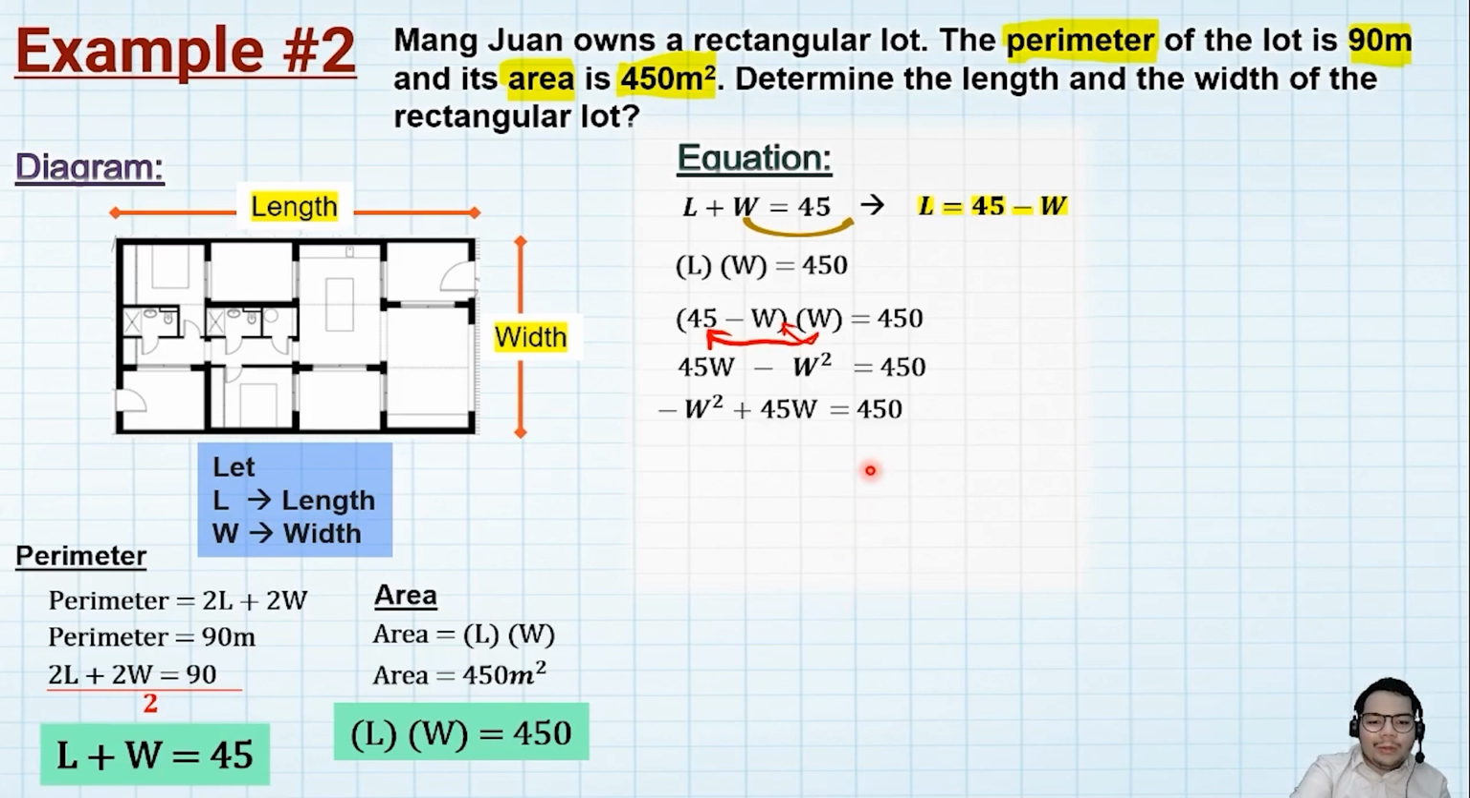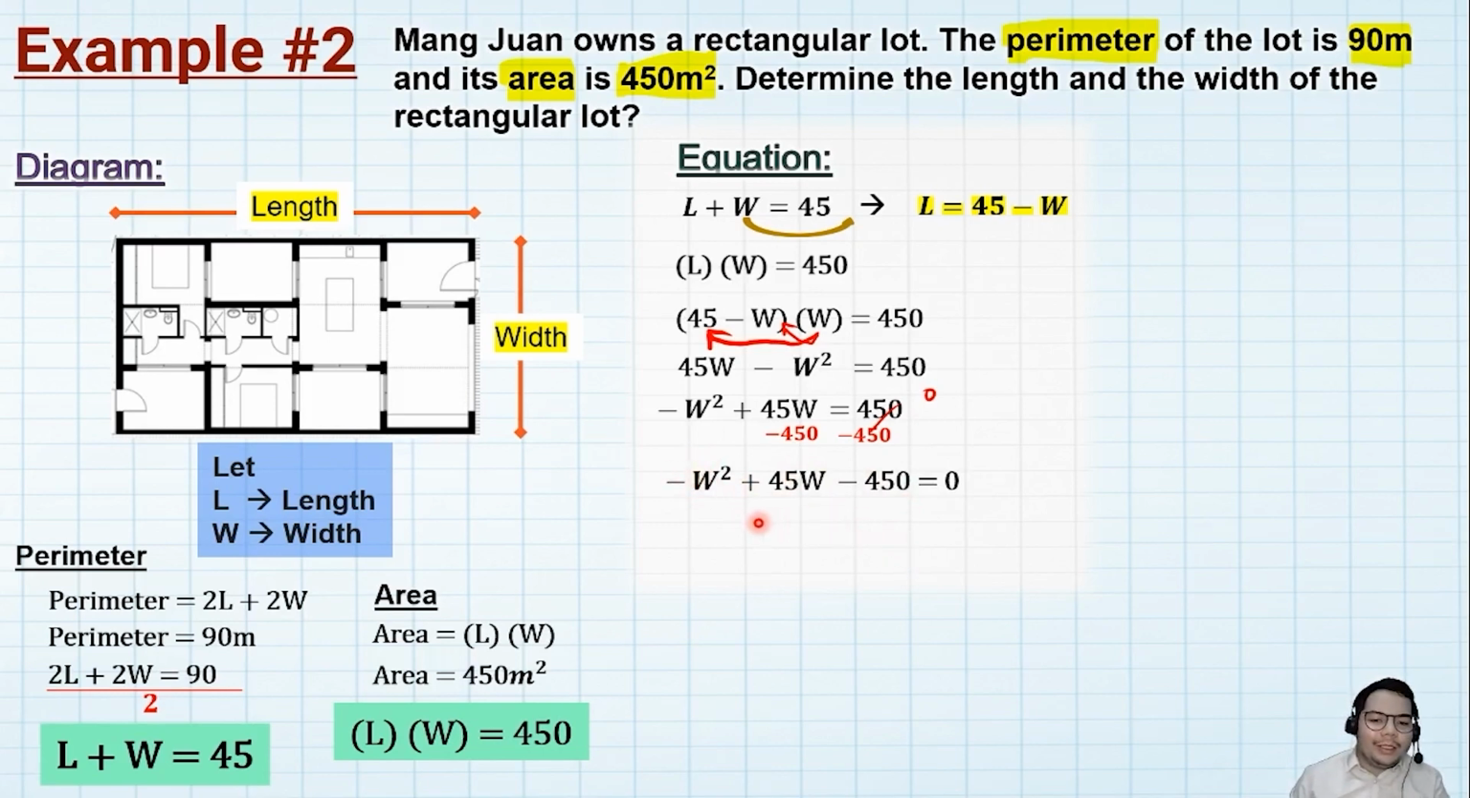So, next that we'll be doing is we can subtract 450 or add negative 450 for both sides as we do addition property of equality. So, dito wala naman siyang similar term pero dito ito ay magiging 0. So, the equation will now look like negative w squared plus 45w minus 450 is equal to 0. So, kung titingnan nyo, pwede na yan as a quadratic equation. Pero para mas maganda yung tsura, gawin natin positive yung a natin.